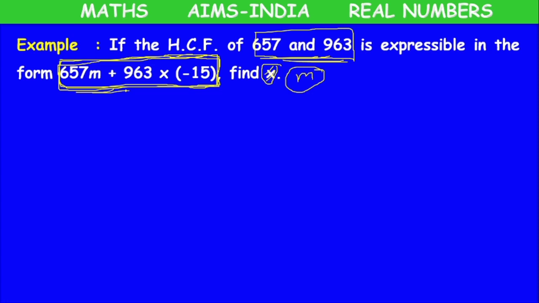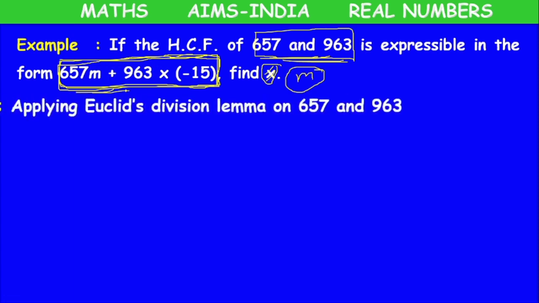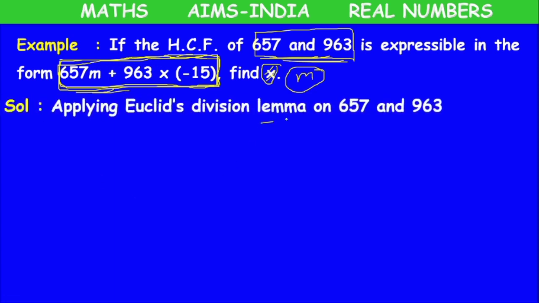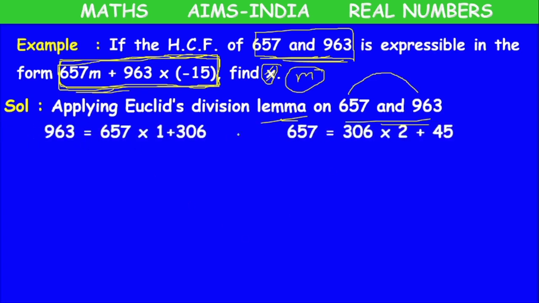First, let's find the HCF by Euclid's division algorithm. So first we have to apply Euclid's division lemma. We have to divide the greatest number by the smallest number. So 963 will be the dividend.